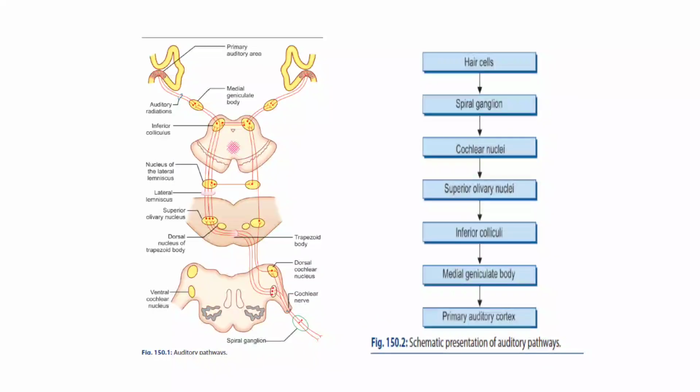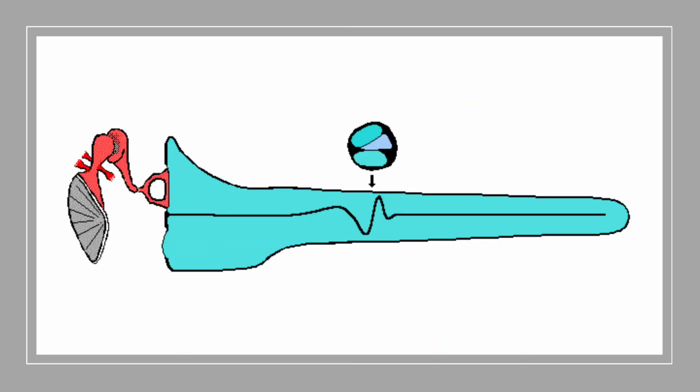So in this way we understand how the sound wave is transmitted from the ear, into the internal ear, and then as an electrical signal into the brain.